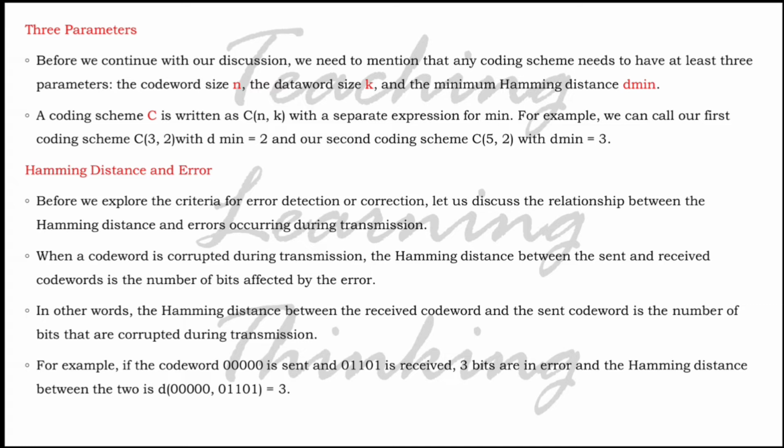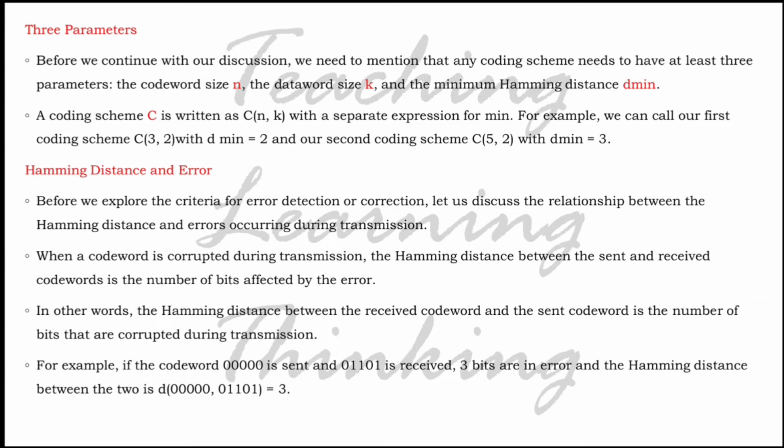Hamming distance and error. Before we explore the criteria for error detection or correction, let us discuss the relationship between the Hamming distance and errors occurring during transmission. When a code word is corrupted during transmission, the Hamming distance between the sent and the received code word is the number of bits affected by the error. In other words, the Hamming distance between the received code word and the sent code word is the number of bits that are corrupted during transmission.